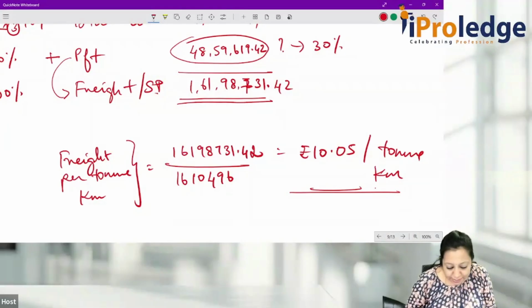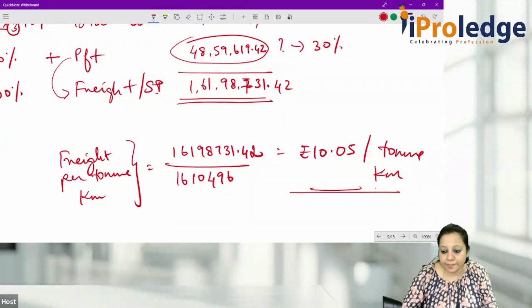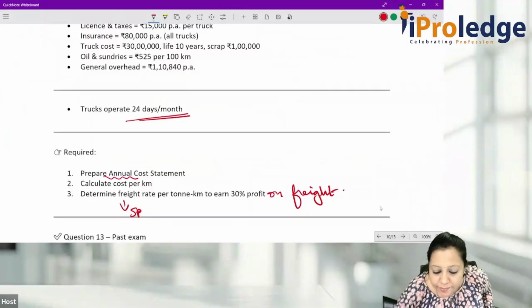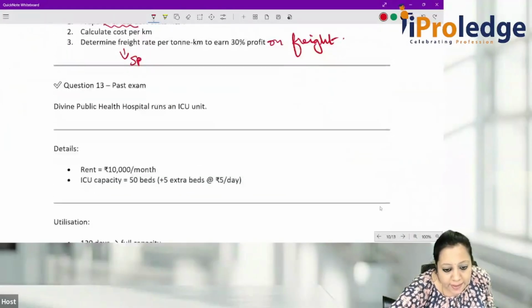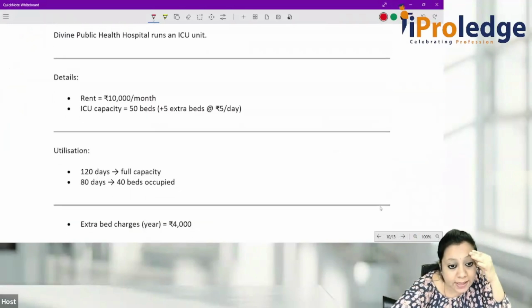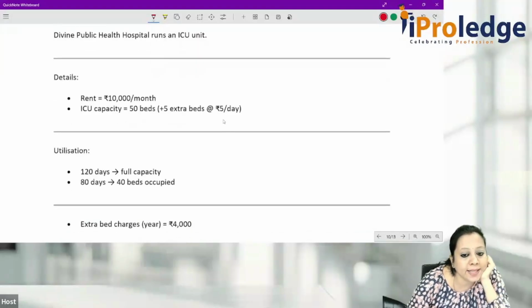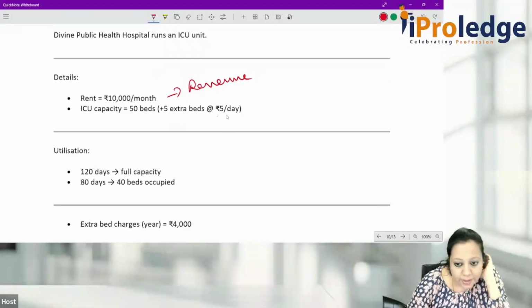Next question, I don't remember if semi-variable cost was there, but anyway, it is based on PV ratio. That much I remember. So let me pick up the question. Last exam question. They have given the details: Divine Public Health Hospital runs an ICU unit. So rent per month, can I say this is the revenue for them? ICU capacity they have given.